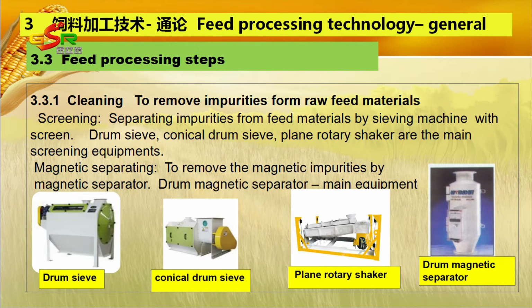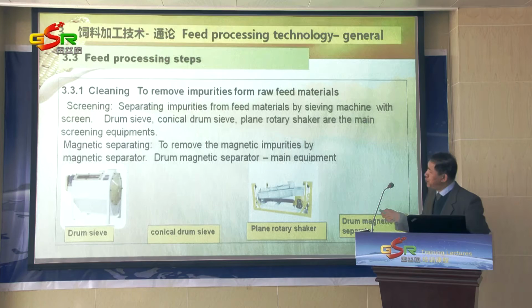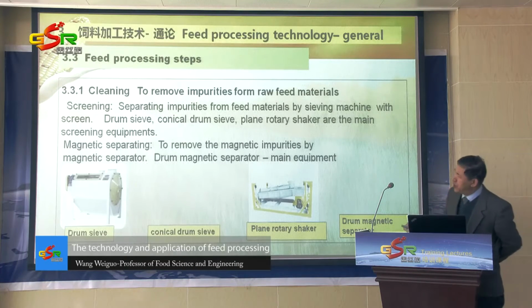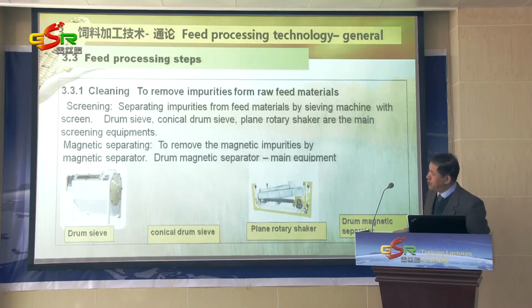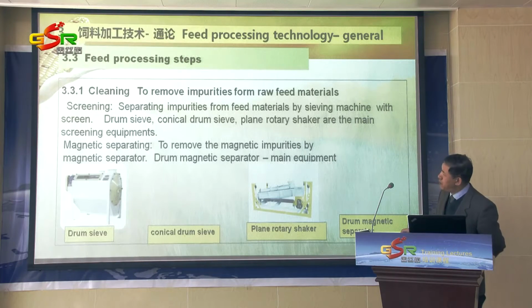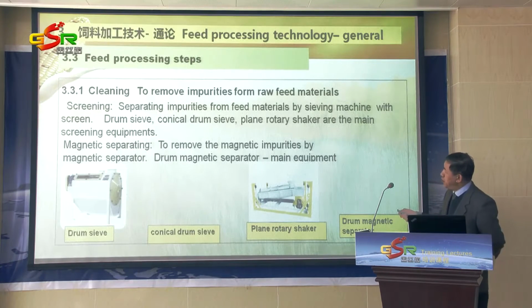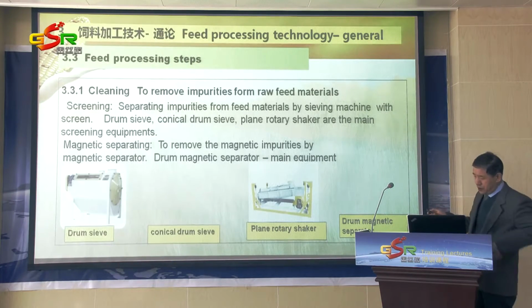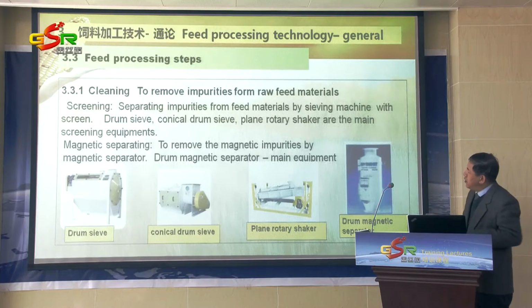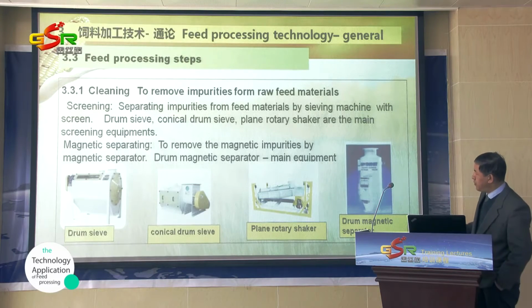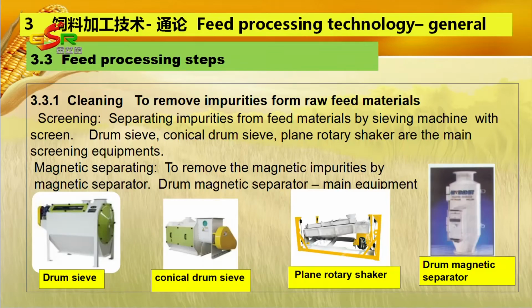In this cleaning, first is screening. Screening is separating the impurities from feed material by sieving machines with screens. For example, this is a conical drum sieve, and a plain rotary shaker. These are the main screening equipment.